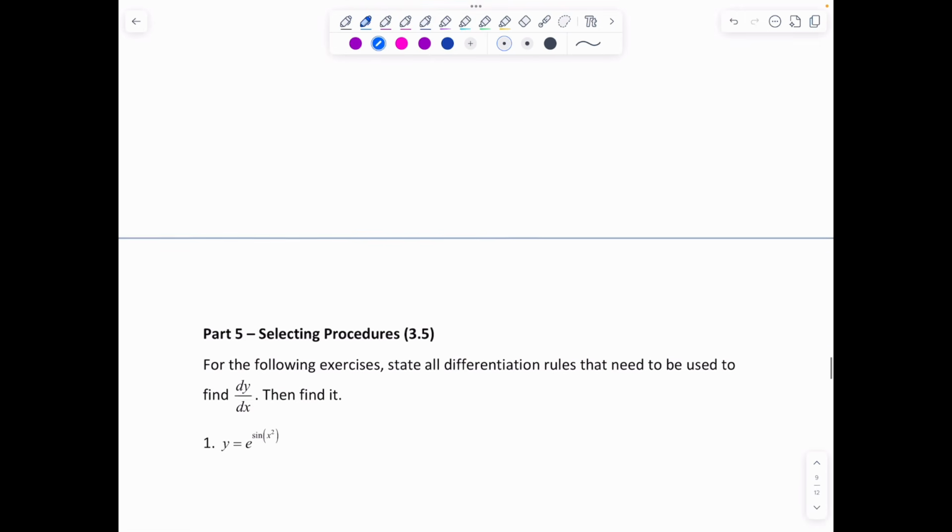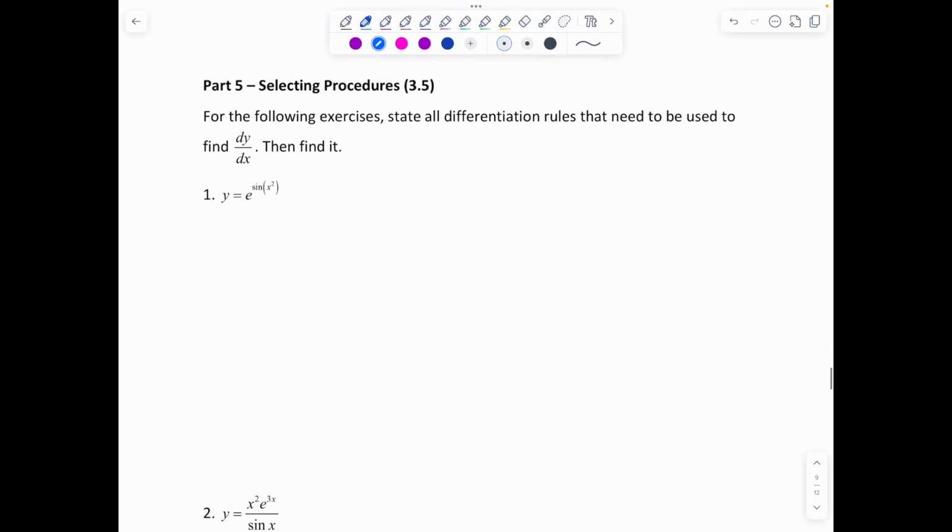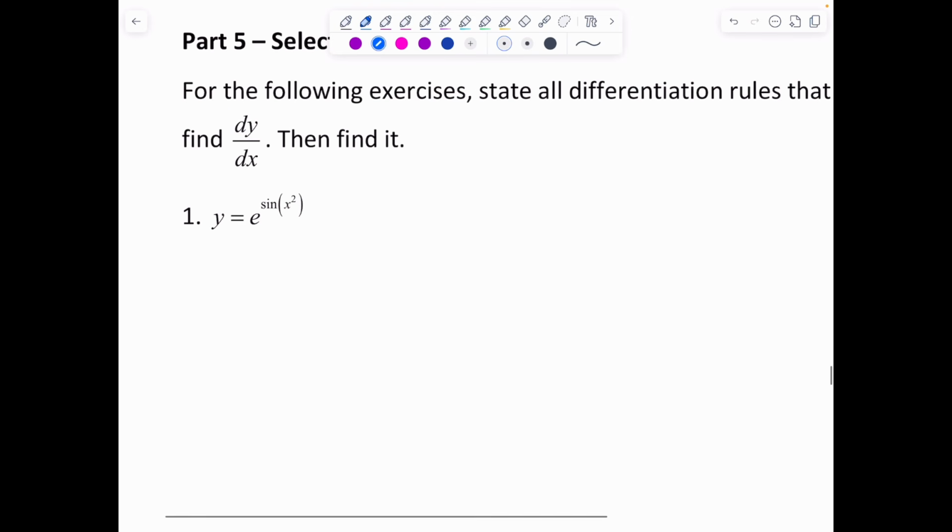So now let's basically recap. Part 5 is all about selecting procedures. So for the following exercises, state all the differentiation rules that need to be used to find dy dx and then find it. Okay, so the first one we have is y equals e raised to the sine of x squared. So for this problem, we just need to use the chain rule several times. We're going to chain several times.